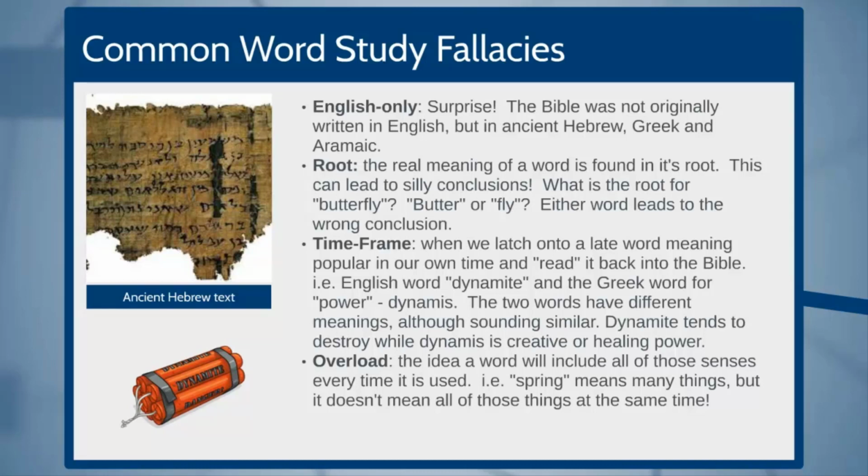Another thing is time frame. When we latch on to a late word meaning that's popular in our own time and then read it back into the Bible. So, for example, the English word dynamite and the Greek word for power, which is dynamis. So the two words have different meanings, although sounding similar. Sounds like there's a direct connection, but obviously they didn't have dynamite back in Paul's day. So maybe the word dynamite comes from that ancient Greek term. Maybe not, but don't assume just because it sounds similar that it is.